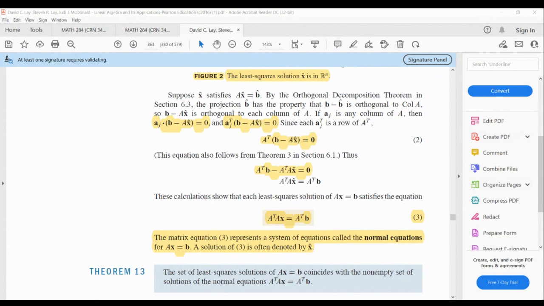And for some reason, they drop the x hat in equation 3. You see that, how they just sort of leave the x hat off? I think it should be in there because that's what it means. And they even say that a solution of the third equation is often denoted by x hat. So by theorem 13, the set of least squares solutions coincides with the solution to those normal equations. And that's how we're going to find our least squares solution.